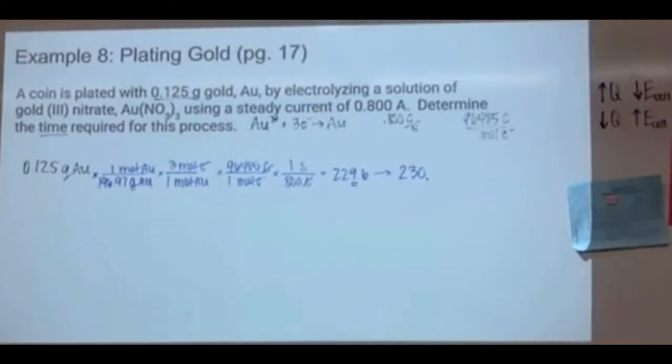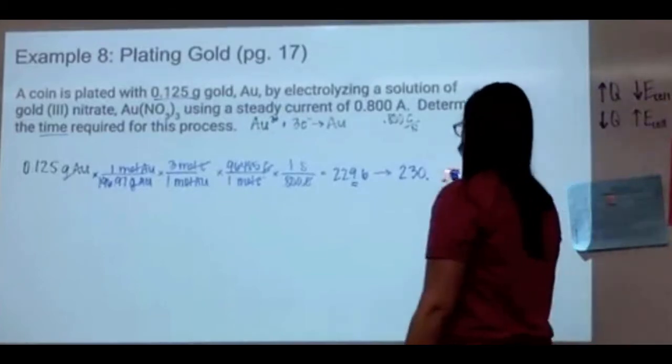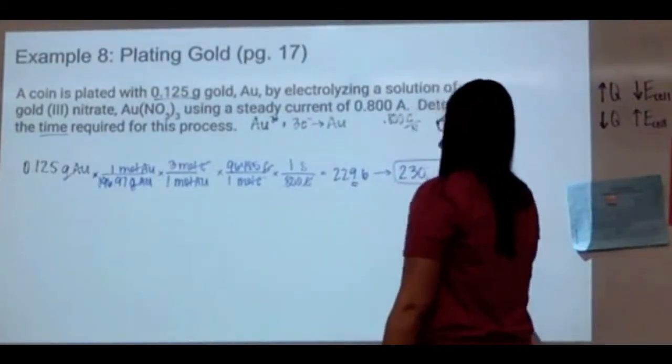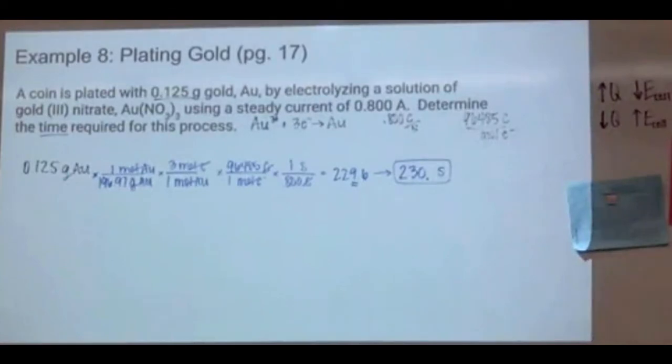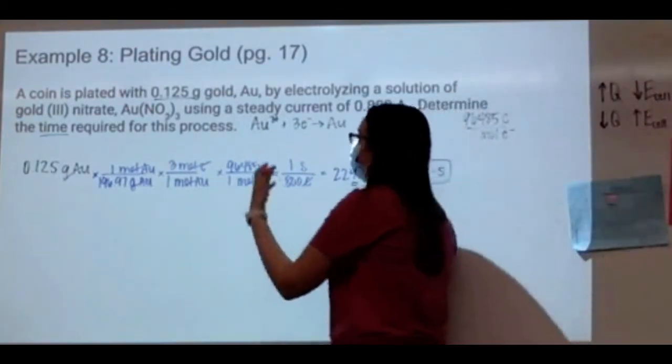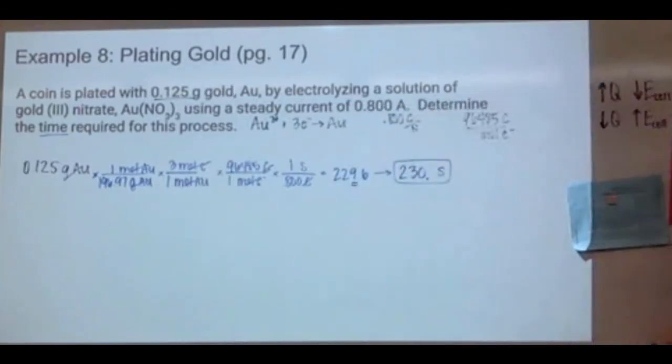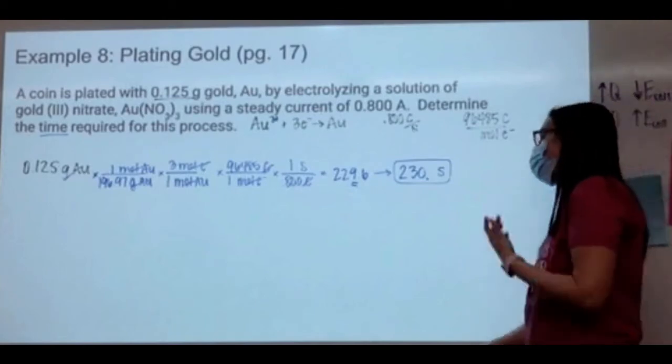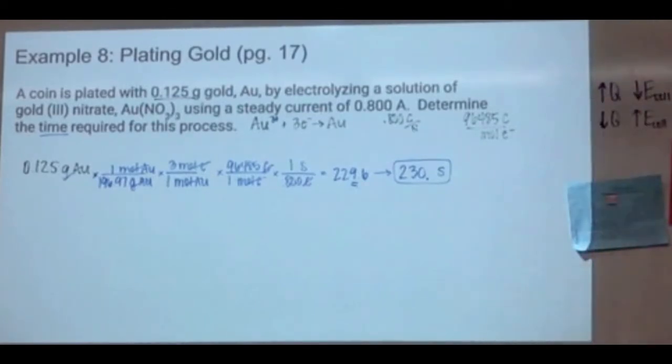You don't need anything after the decimal. That decimal point right there means that every one of these numbers is significant. Now, if you rounded to 4 significant figures, would you miss this? Probably not. But it's good to practice with significant figures. So this takes 230 seconds. Again, it just says time. So if you went to minutes, that's okay. But you need a unit. If you just did 230, I don't know if that's seconds or minutes. So don't forget units as you work through this as well.